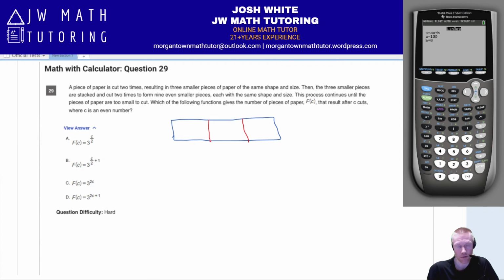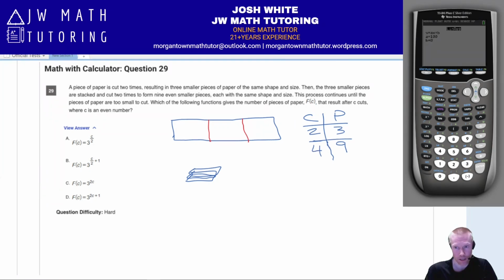Imagine that these 3 rectangles are all equivalent to each other. So 2 cuts, number of cuts, number of pieces: we cut it twice, we have 3 pieces. Then we stack these 3 pieces of paper on top of each other, and we cut them each 2 more times and it forms 9 total smaller pieces. So we don't necessarily need to visualize this, but what we need to take away is that now the total number of pieces we have is 9 and the total cuts we've made is 4.